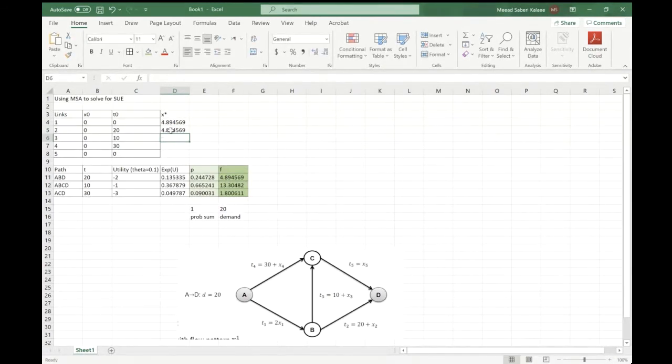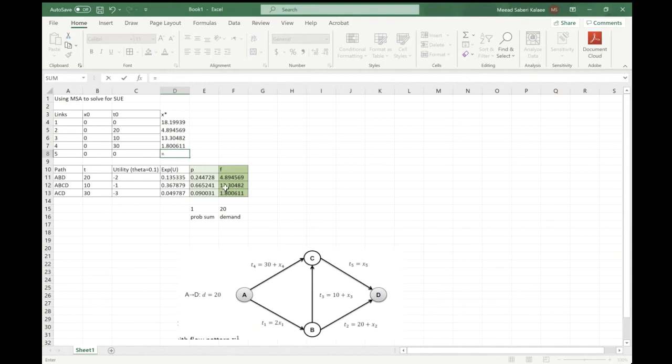Oh, no, sorry. Link 1 is actually ABD plus ABCD. Yes, it's ABD plus ABCD because it's a shared link between two paths, right? Link 2 only belongs to ABD. Link 3 also just belongs to one path, ABCD. And link 4 is also just ACD. And link 5 actually belongs to two paths, ACD and ABCD.